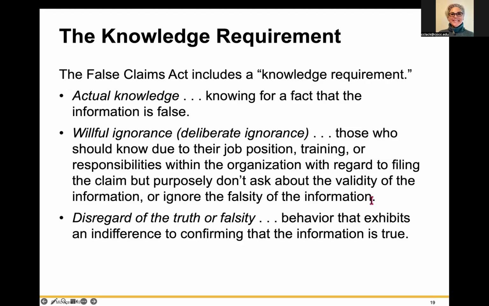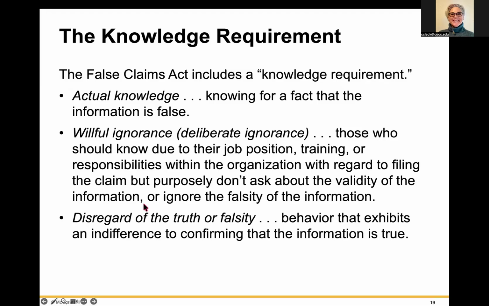Third is disregard of the truth or falsity. This is more like reckless indifference, an attitude of I don't care if it's wrong or right, just submit it. Its behavior shows that you're not making a reasonable effort to confirm accuracy.